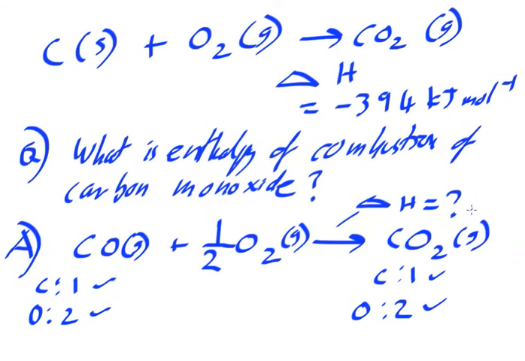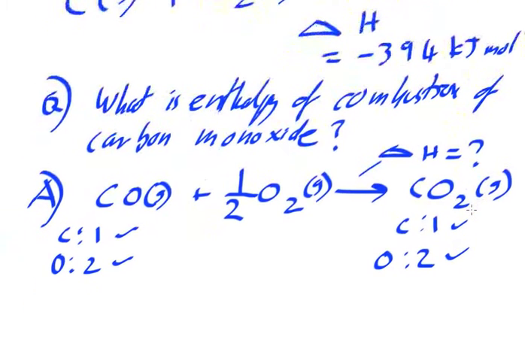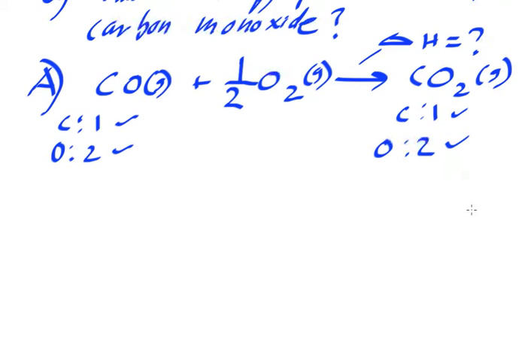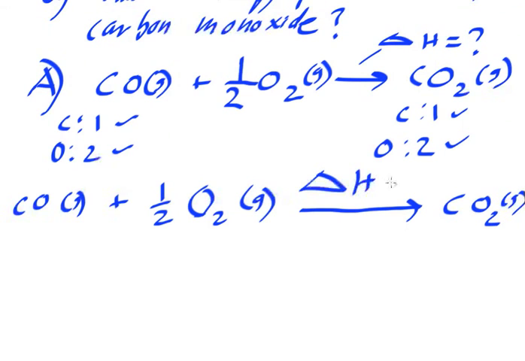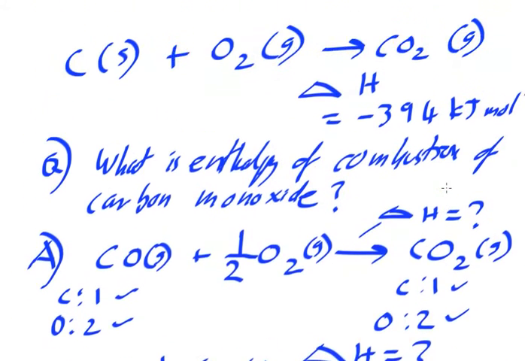Right, so we need to use the other equations in the question to somehow figure out what this delta H value is. So let's write out our problem below again. So CO as a gas plus a half O2 as a gas goes to CO2 as a gas, and my delta H is unknown.